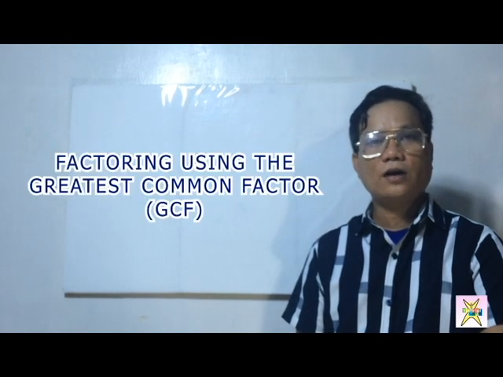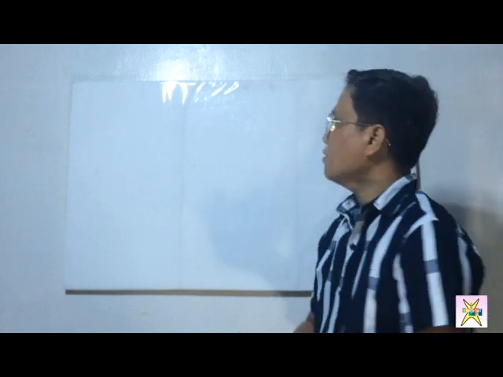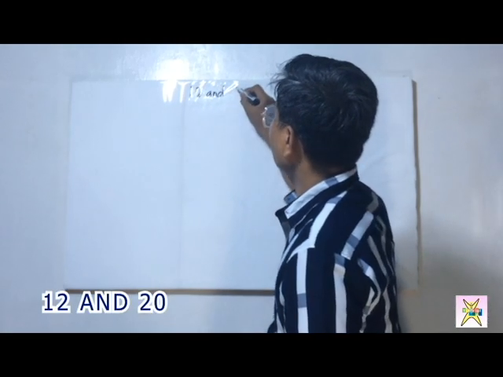Hello. This time we are going to find the greatest common factor, or the GCF, of an algebraic expression. Let's give an example. Suppose we have 12 and 20.